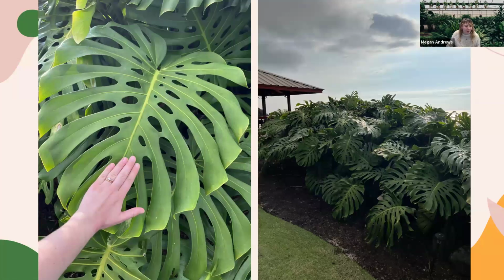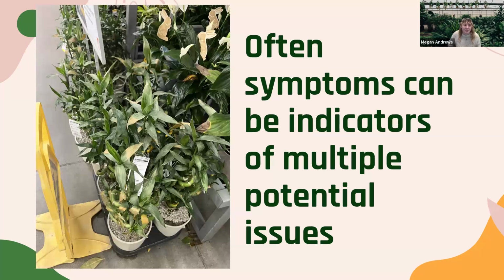Also, before we get too far into the specific symptoms we're going through, symptoms can often be indicators for multiple potential issues. So this plant right here has herbicide damage. That's what all of this brown is on these leaves. We'll go into those symptoms more. But you can also see it has rocks glued on top of the soil. That's not going to allow water to enter and drain through the soil very healthily. So this plant in general has multiple issues going on.